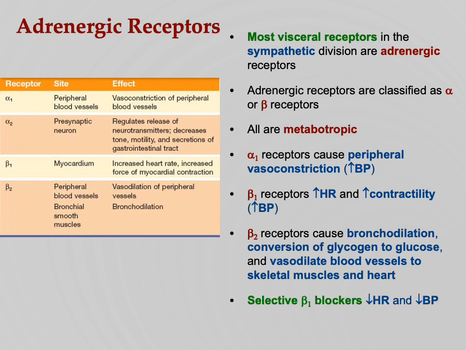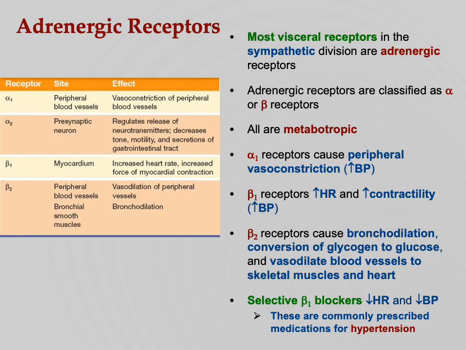And notice then what would happen here. What if we were to block beta 1 receptors? What would that do? Well, that would decrease your heart rate, decrease the contractility, and that would decrease your blood pressure. So guess who takes drugs that are selective beta 1 blockers? Yeah, people with high blood pressure, all right?